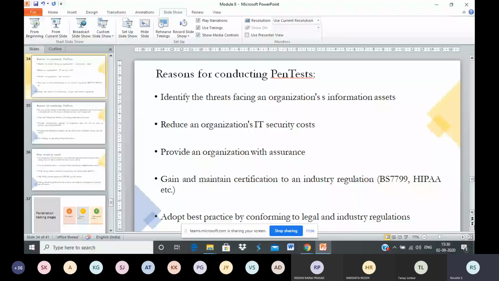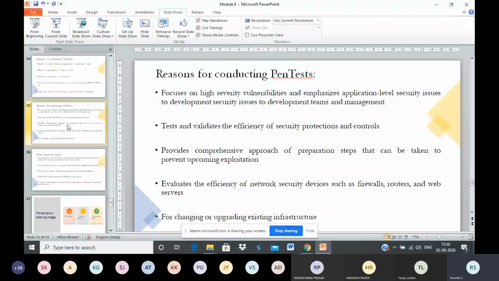Conducting pen testing adopts a best practice by conforming to legal and industrial regulations. So I'm just telling you the reasons why we want to conduct pen testing. It helps us focus on what vulnerabilities are present and how they disturb the security level at the application level, web level, and all the levels. To understand that, we want to do pen testing.